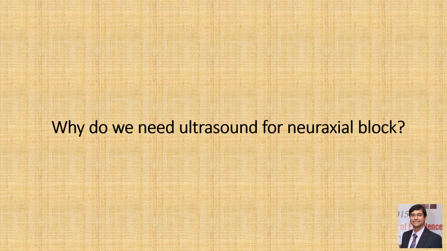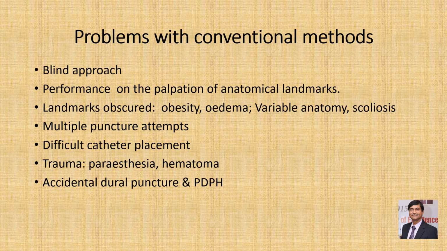Here the question arises: why do we need an ultrasound when we have been doing spinals blindly for decades? There are certain problems with conventional methods of spinal anesthesia. It is a blind approach. We rely mainly on anatomical landmarks, and in some patients these landmarks are obscured in obesity, edema, variable anatomy, and scoliosis. We end up with multiple puncture attempts and difficult catheter placements. All these lead to trauma, paresthesia, and hematoma. In epidurals, there can be accidental dural puncture, which can lead to post-dural puncture headache.